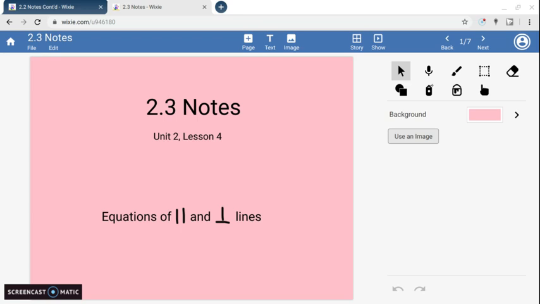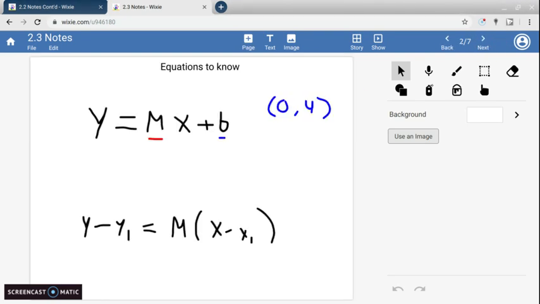Today we are looking at 2.3 notes. This is Unit 2, Lesson 4, and this is equations of parallel and perpendicular lines. Those are the symbols for those. Okay, first, these are two equations to know.